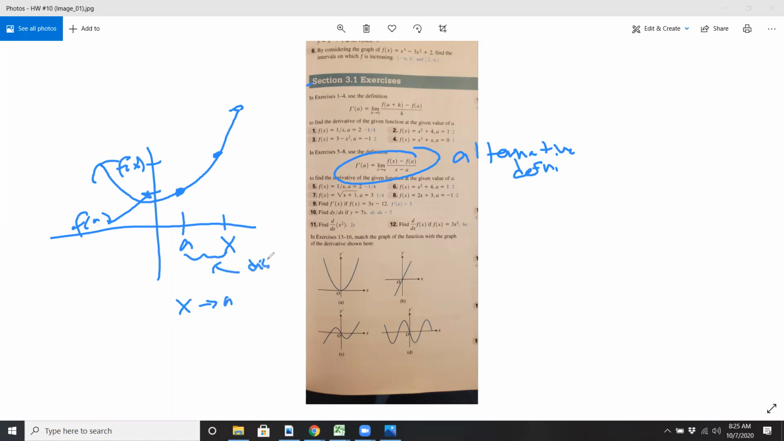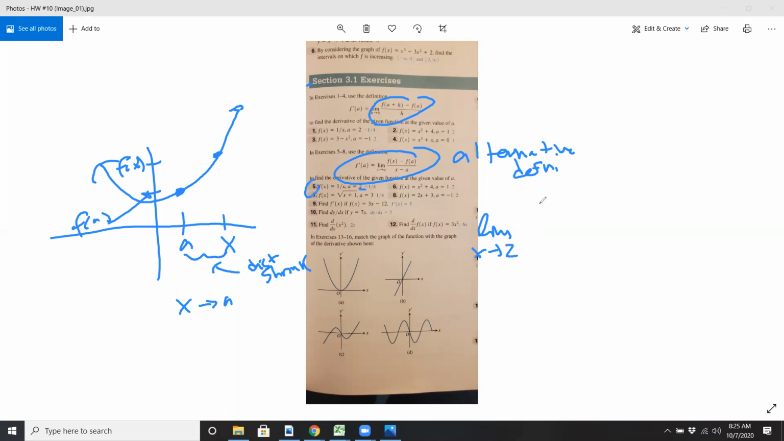Then this distance will shrink, just like we saw with the whole H thing in the other definition up here. So ultimately, this will become a tangent line as X approaches A. Now, algebraically, what we do, for number 5, for example, you do the limit as X approaches A, which looks like it's 2, so X approaches 2.